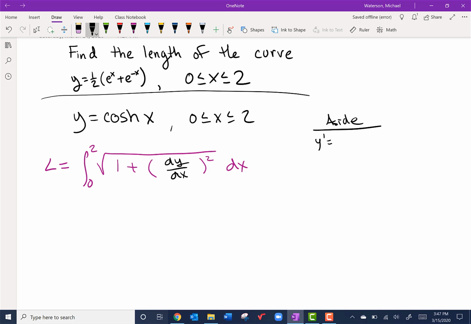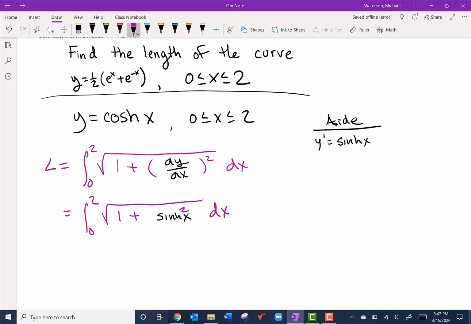y prime, boom: the derivative of hyperbolic cosine is hyperbolic sine. That wasn't bad. It's a pretty nice one. It's only the reciprocal functions that have negative derivatives when you deal with hyperbolics. So let's go through. We go from 0 to 2 with the square root of 1 plus, and instead of writing in dy/dx, let's put in our hyperbolic sine of x all squared, dx.